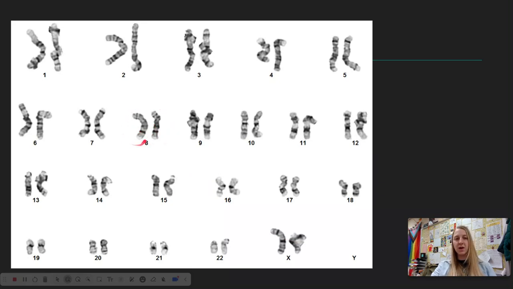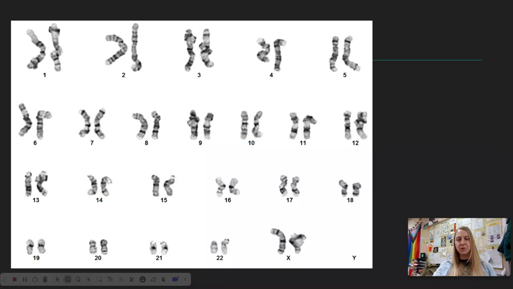So you can see here in number 8, there's a dark band here, and a dark band here, and a dark band there, and a dark band there. And so they were able to say, okay, those are chromosome 8, they match together. So it's like if you've ever played a matching card game. That's what they did with the chromosomes. So that's how we make a karyotype.